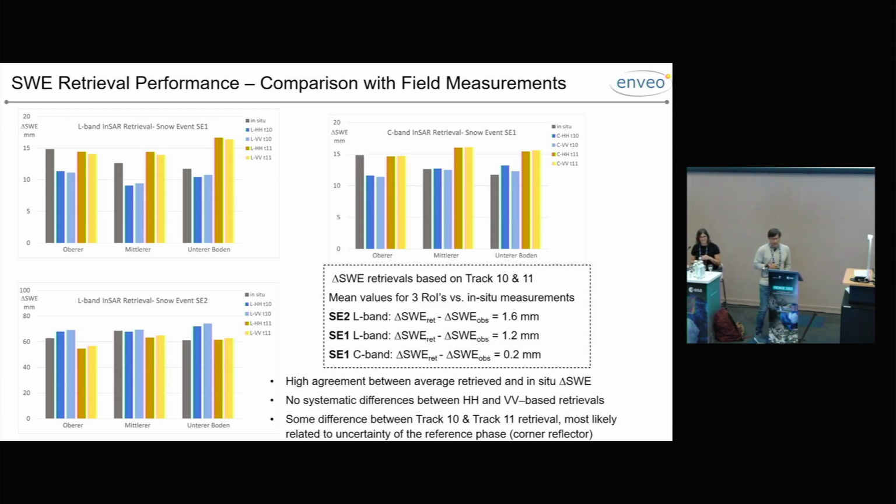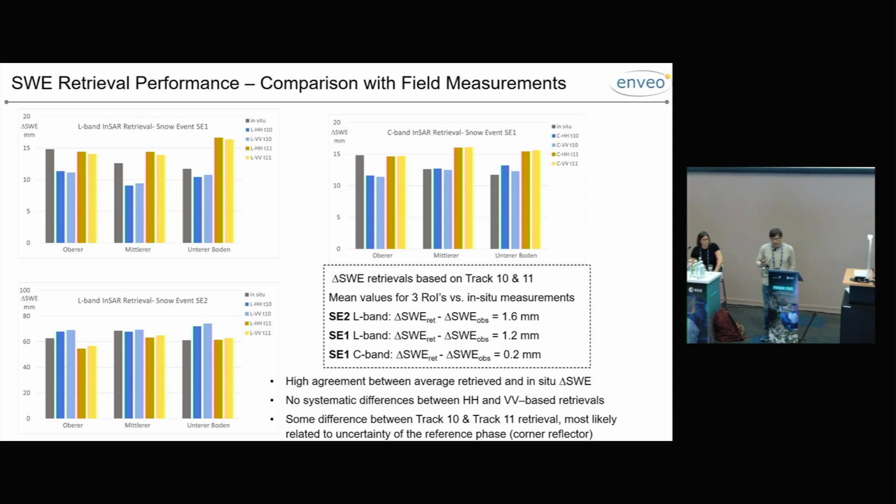When we compare the C-band retrieval for the snowfall event 1, we see that the agreement is also quite good, and we get the same values as with the L-band. We did not calculate the C-band for snowfall event 2, because it did not work out, the phase did not correlate. And in this example for snowfall event 2, we see that all the measurements agree quite well with the InSAR retrievals.